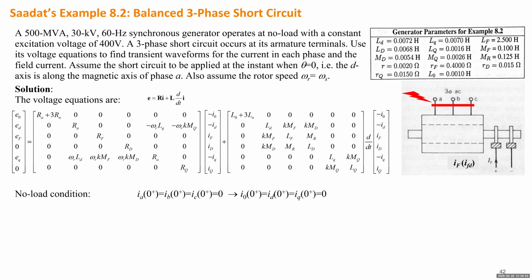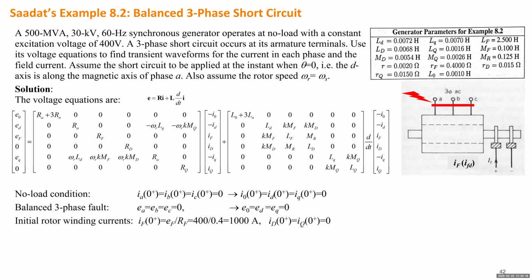For this case, we consider starting from a no load condition. For no load condition, the initial value for all the three currents will be zero. After Park transformation, if we change to the frame of zero DQ, all values are also zero. For balanced condition, those three voltages will always be zero. After transformation, still zero.